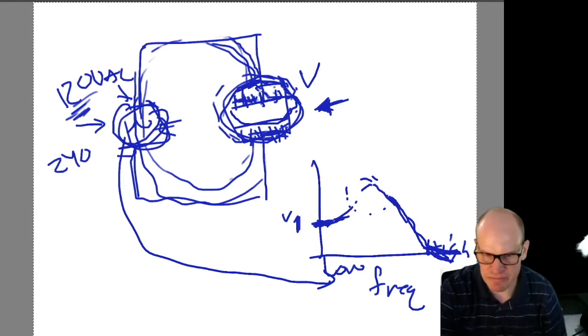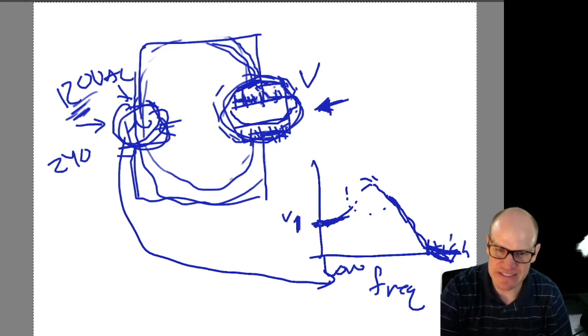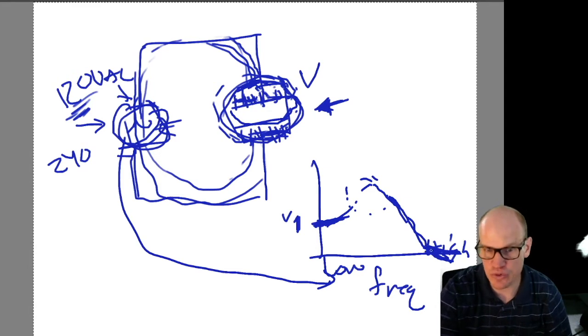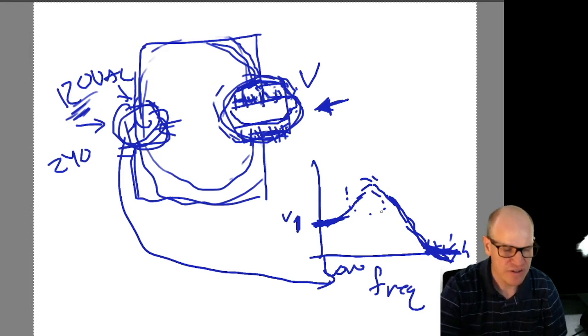But anyway, the point being that at low frequencies, you get a unit response that exactly matches, and at high frequencies, you get no response at all. Super high frequencies, there's no response. And then everything in between has to smoothly transition from one to the other.